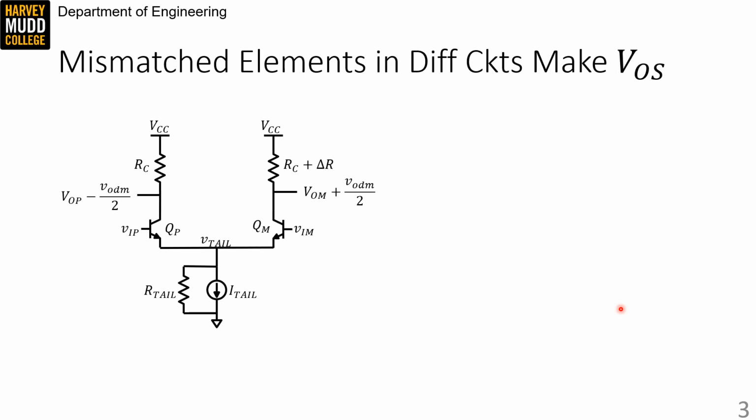I've drawn an emitter-coupled pair here to kick off the discussion of offsets. It has slightly mismatched collector resistors, so the right resistor is a little bit bigger by an amount delta R. We're going to analyze the large signal effects of this mismatched component. We're skipping the small signal analysis of it because it's surprisingly complex.